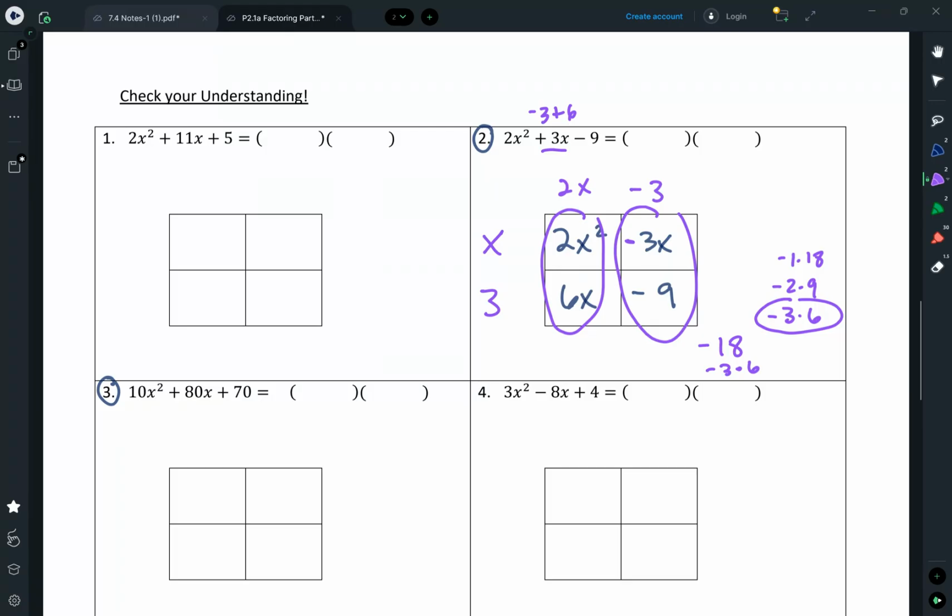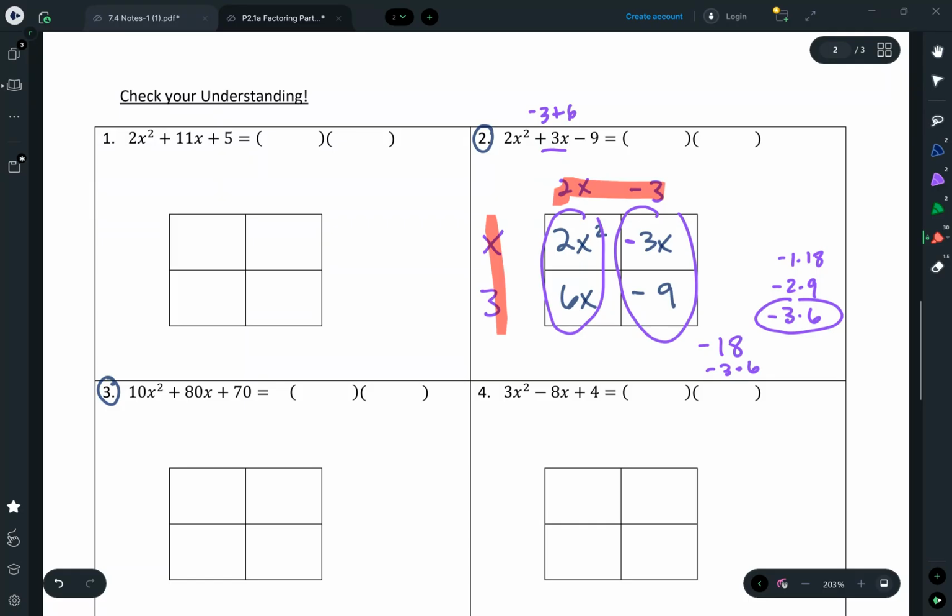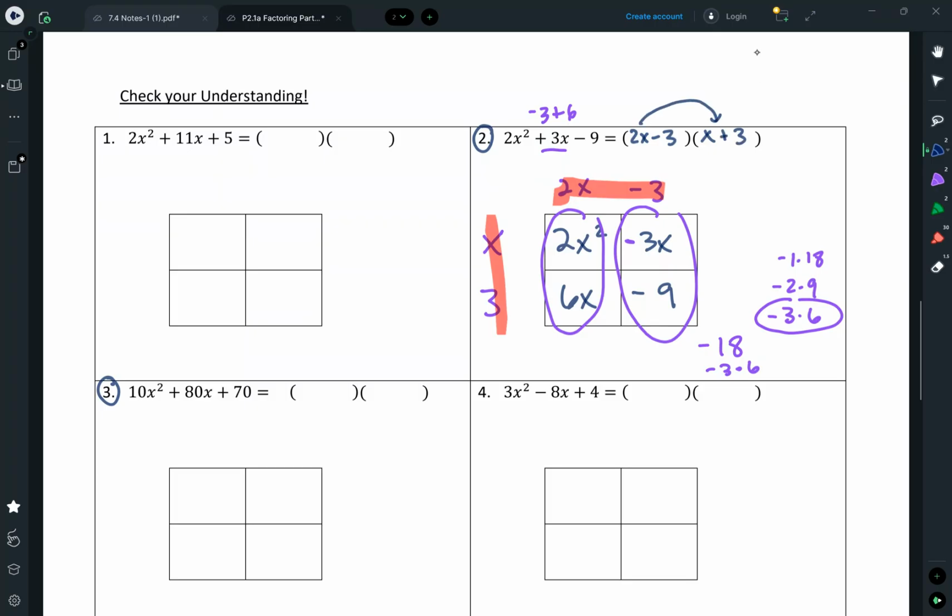So last step is to write my factors down. My first factor is the x plus 3. My second factor is the 2x minus 3. I can write them in either order. It doesn't matter. And you could always multiply them back to check. 2x times x, 2x squared, 2x times 3, plus 6x, minus 3x, minus 9. So it makes 2x squared plus 3x minus 9. You can always check your answers when you're factoring. It's really easy to do.